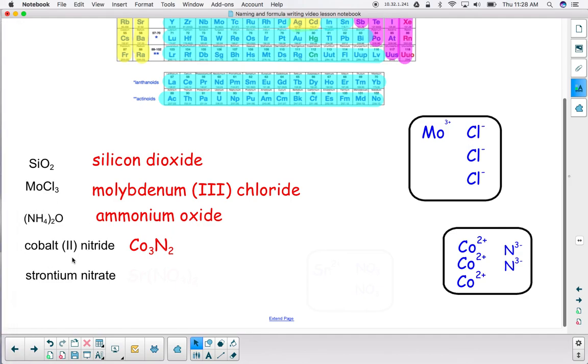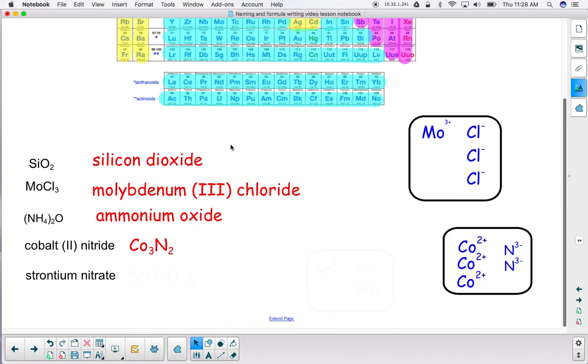Notice that this Roman numeral serves the function of telling me the charge on the cobalts over here. It doesn't tell me how many cobalts are in the chemical formula. And that's one very common misconception. People try to use the Roman numeral to say how many, when in fact the Roman numeral is telling us the charge. One last example brings to light the difference between nitride with an IDE ending and nitrate with an ATE ending.